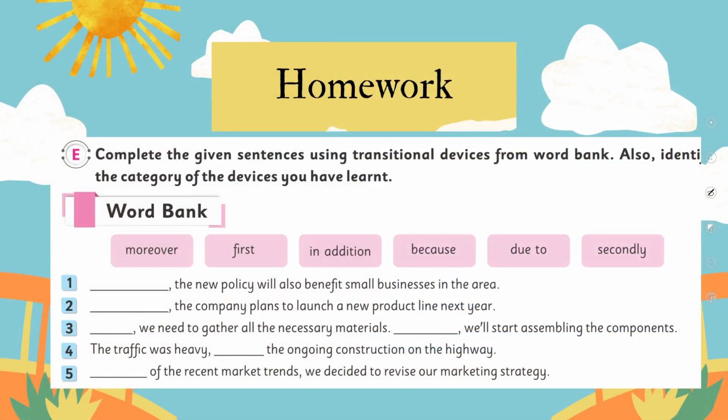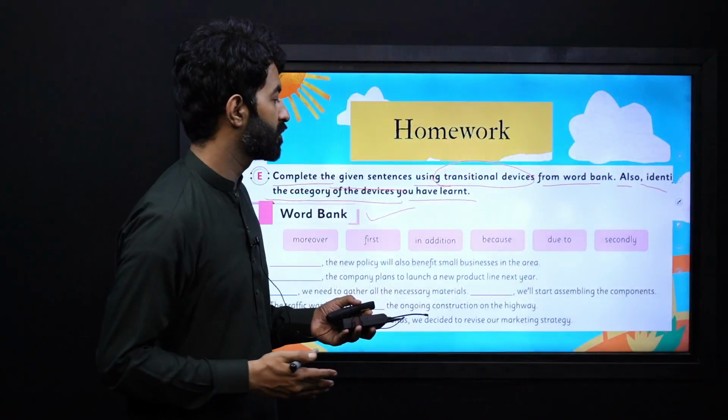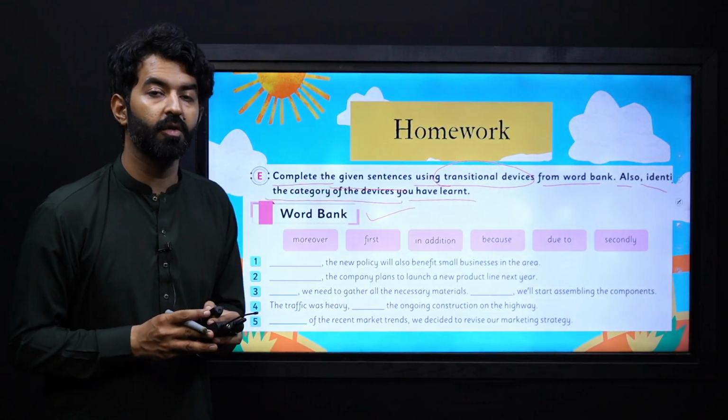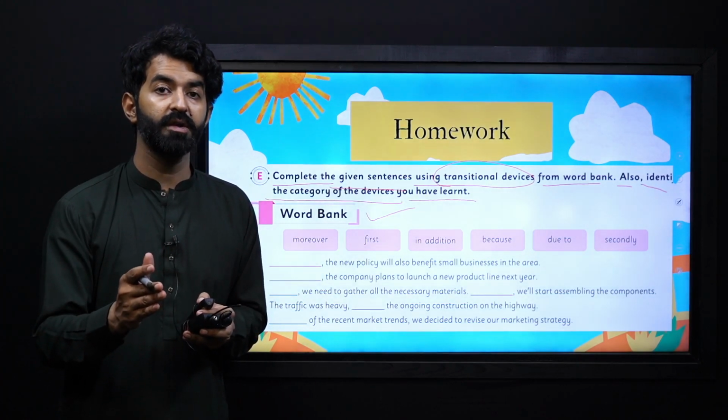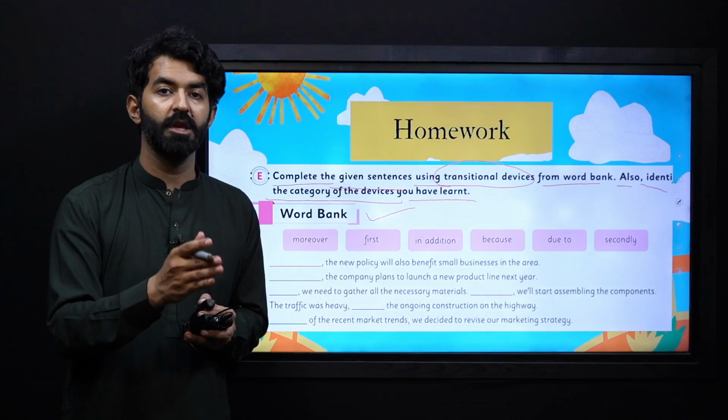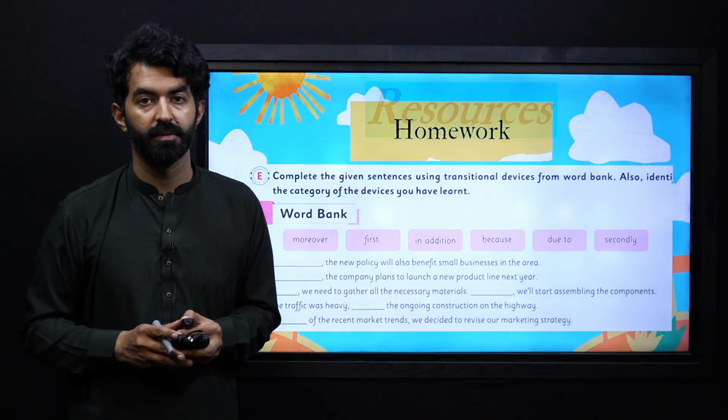Now we have a homework from your book. This is complete the given sentences using transitional devices from the word bank. Also identify the category of the devices you have learned. A word bank is given and some sentences with blanks are given. So you need to identify the category of the device that you are using. We have already covered that they are from sequence, reason or addition.